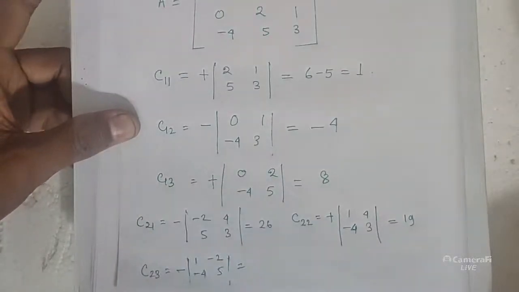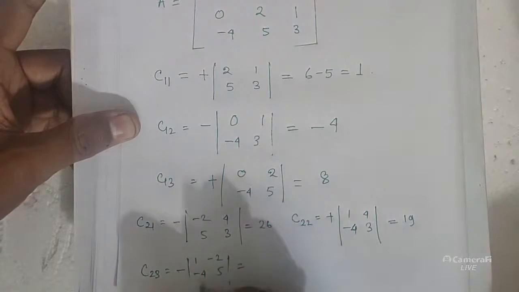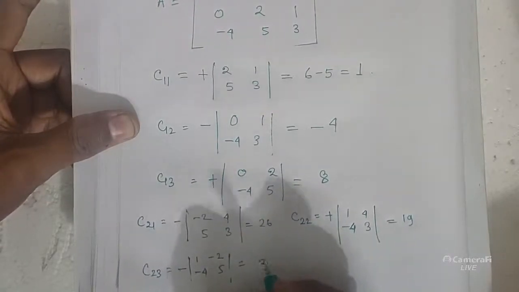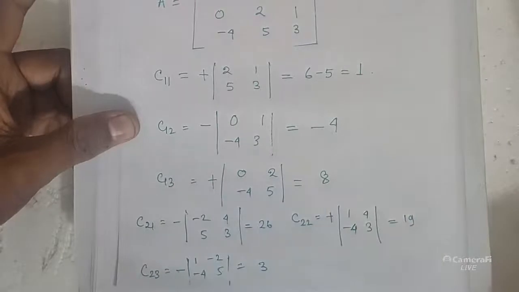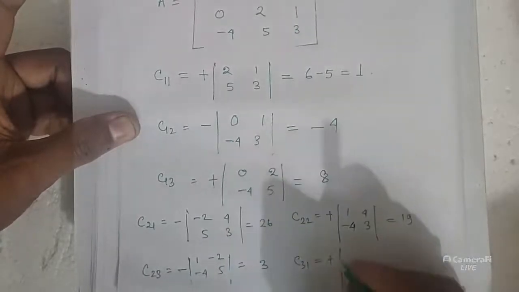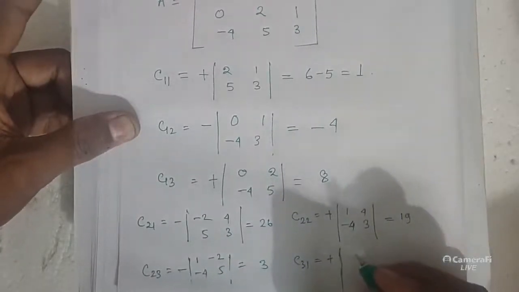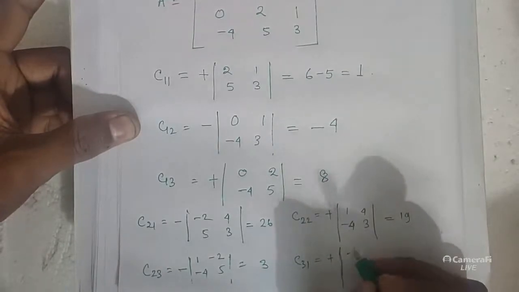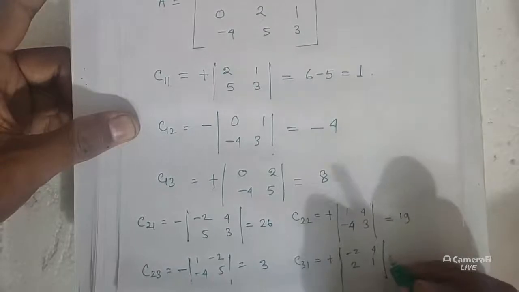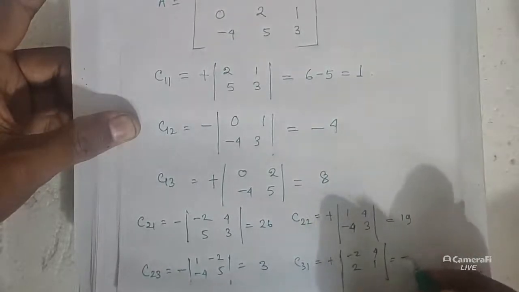This is equal to -5 minus 8, that is -3 plus 3. So plus 3 is coming. Next, C31 plus -2421. So -2 minus 8 is minus 10.